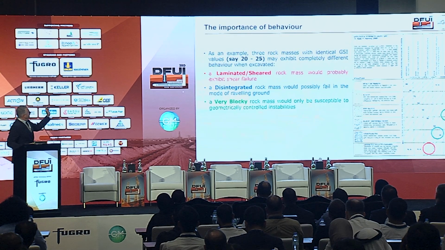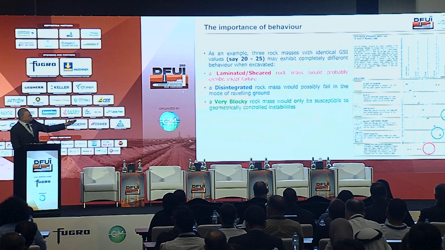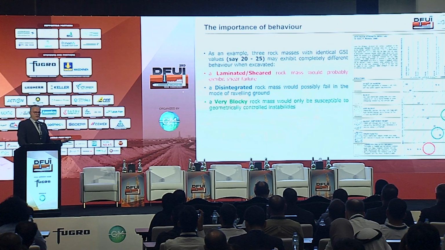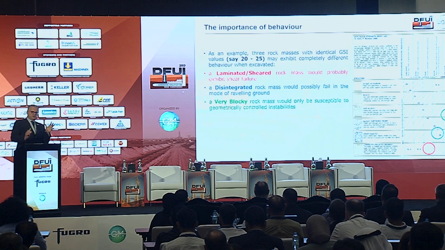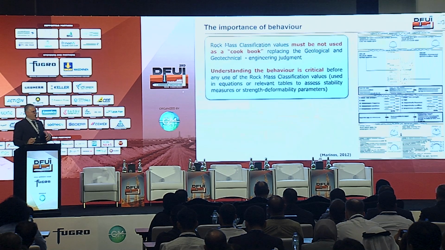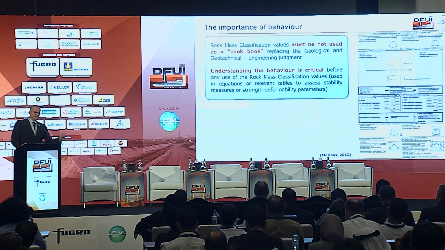You can see a laminated rock mass, a disintegrated rock mass, and a very blocky one. You see that they're on the same diagonal, but they have completely different behavior, from structurally controlled sometimes to shear behaviors or raveling ground. So we shouldn't just follow these numbers for our design. We need first to assume how the ground will behave. So we shouldn't use rock mass classification as a cookbook.